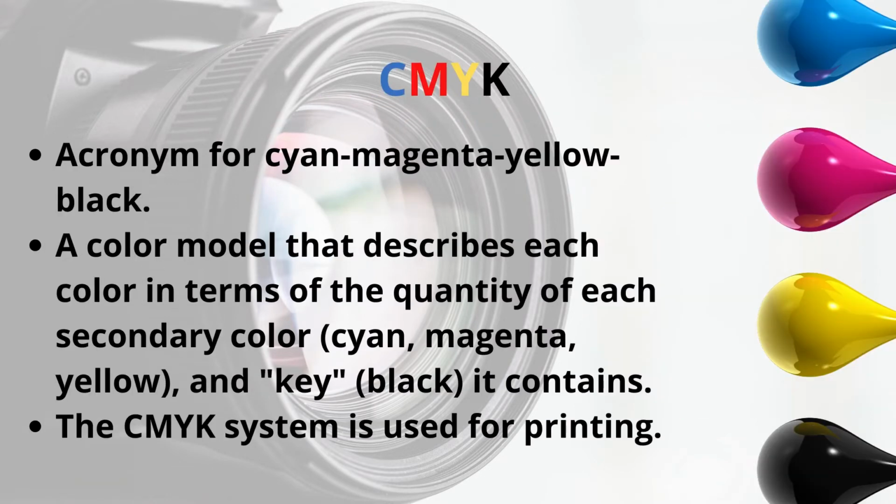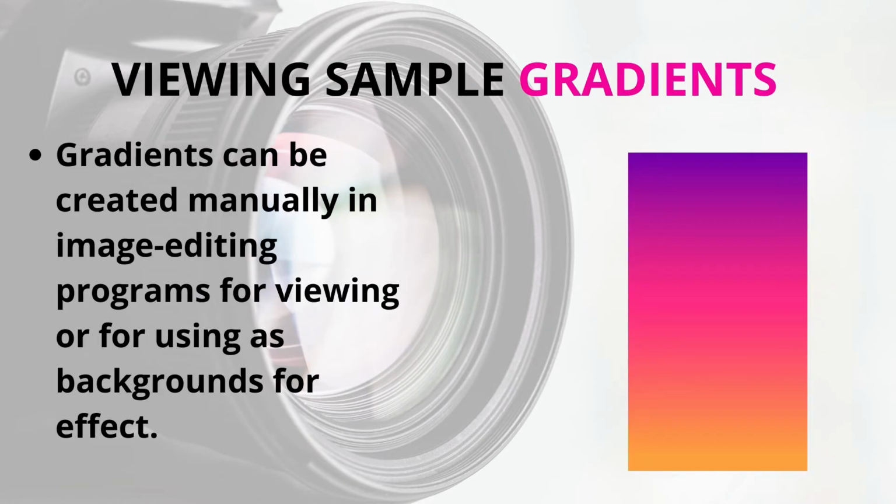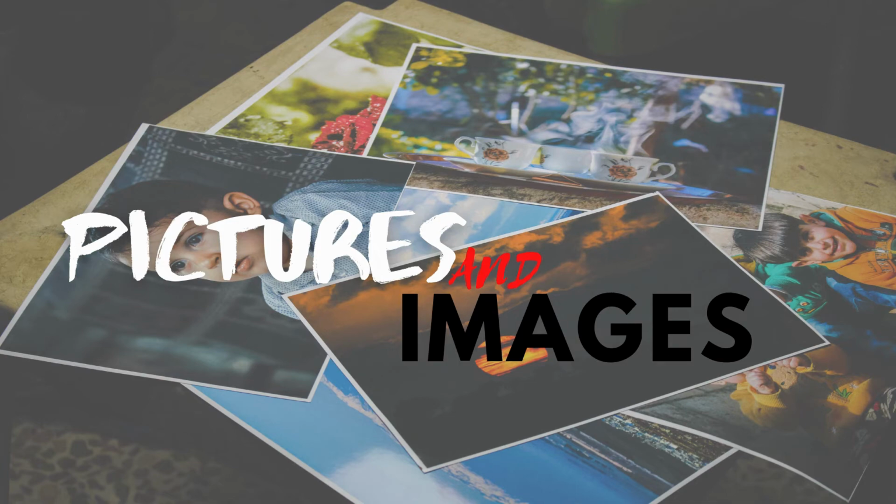CMYK is an acronym for cyan, magenta, yellow and black. It is a color model that describes each color in terms of the quantity of each secondary color, cyan, magenta and yellow, and key black it contains. The CMYK system is used for printing. Viewing sample gradients. Gradients can be created manually in image editing programs for viewing or for using as backgrounds for effect.